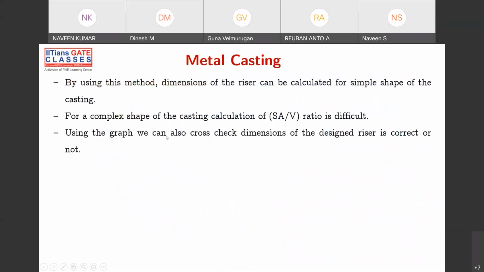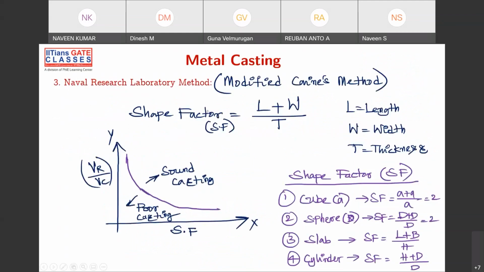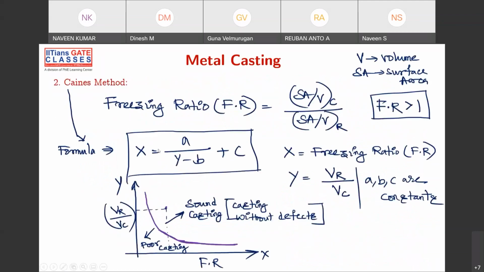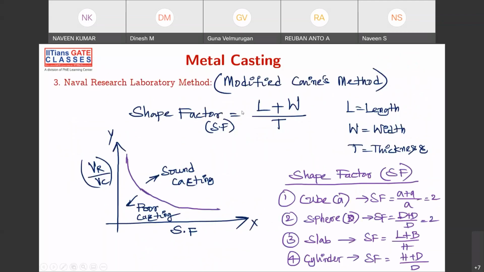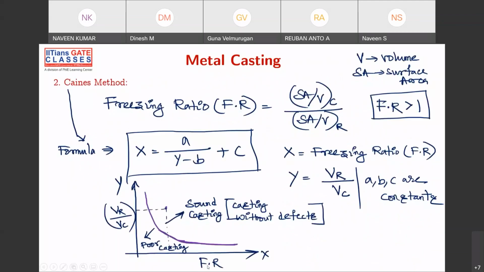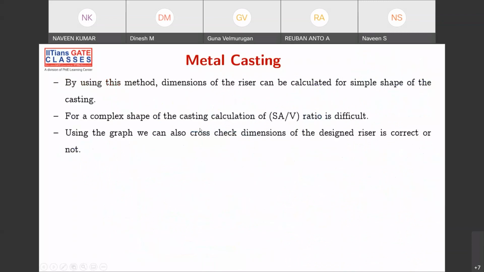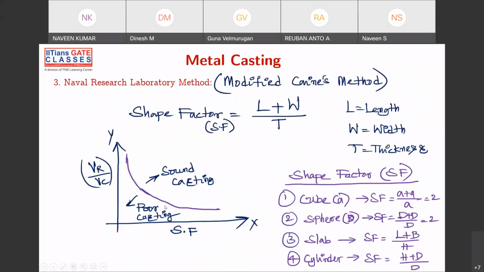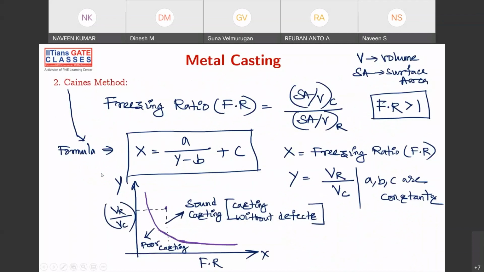Okay, this is what you read. Next is shape factor, the Naval Research Laboratory method. So here we have used freezing ratio on the x-axis; here we will use shape factor instead of that. The y-axis is the same in both cases: volume of riser divided by the volume of the casting.